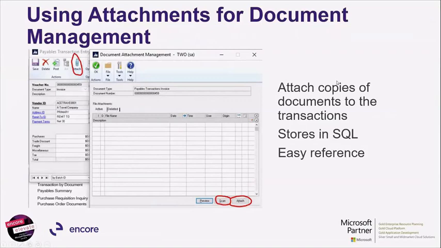This again is where we're using attachments for document management. This attaches the copies to the document. It stores in SQL, and it's very easy to get back to it. I kind of showed you that a little bit. We have another function here where you can scan. So if you have a Windows compliant scanner, you can literally scan a document right into GP from your scanner. So if you've got a scanner set up, this button will open up and you can do a direct scan.